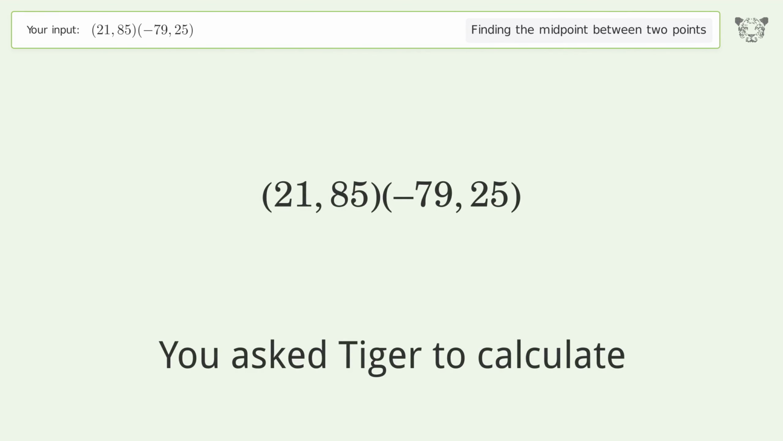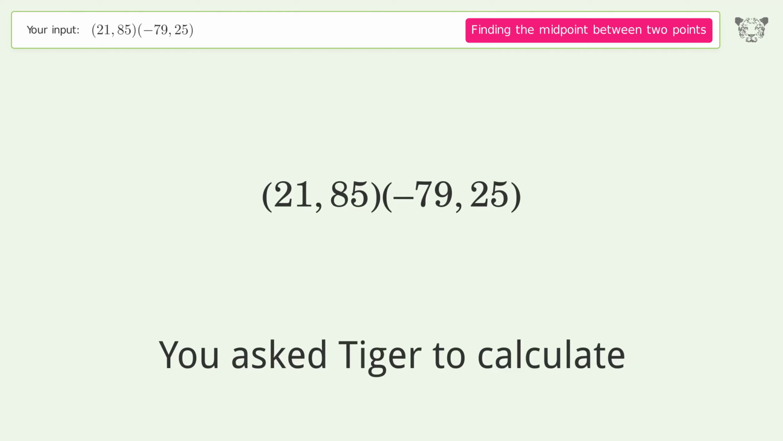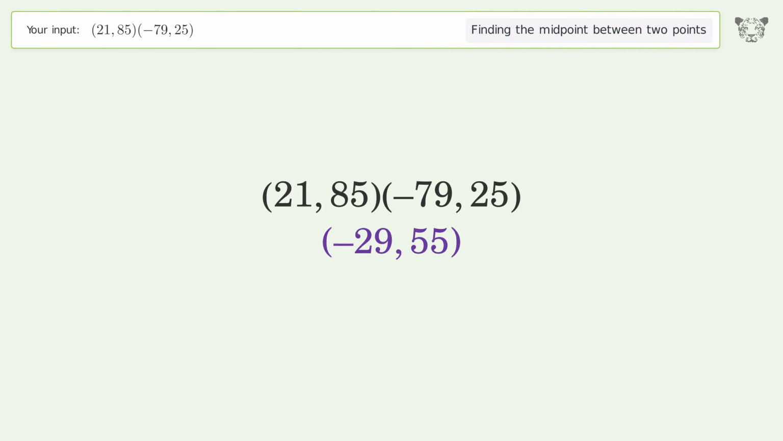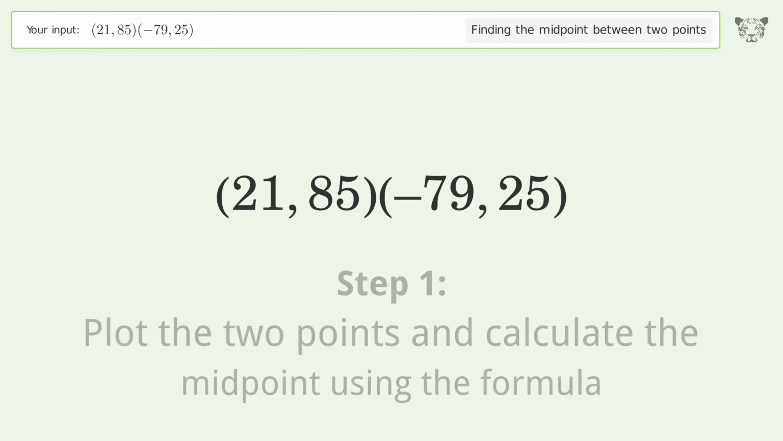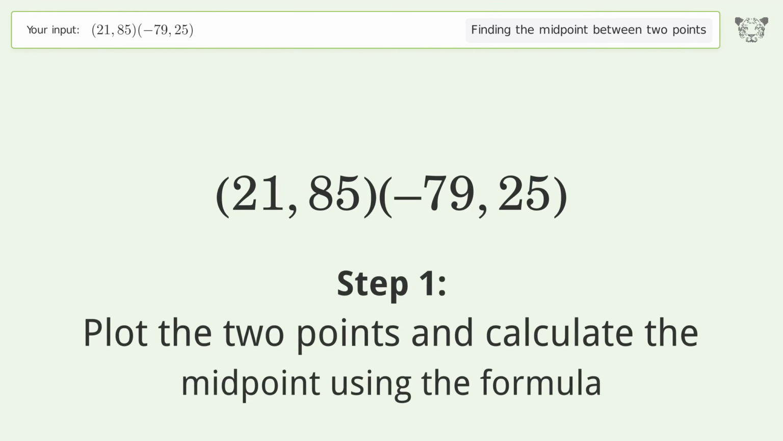You ask to calculate the midpoint between 2 points. The midpoint between the 2 points is negative 29, 55. Let's solve it step by step. Plot the 2 points and calculate the midpoint using the formula.